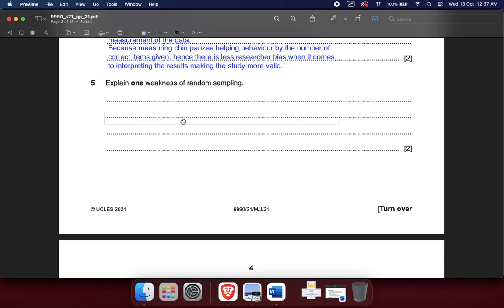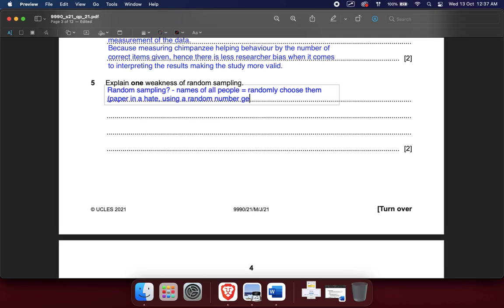Okay. Now, random sampling. What is random sampling? If you can remember, what is random sampling? Random sampling, for example, is when you take the names of all the people in a population, right? So names of all people in a particular population, and you randomly choose. So it can be putting paper in a hat, using a random number generator, right? And there are many ways to do it, right?